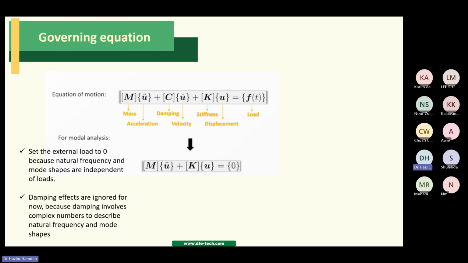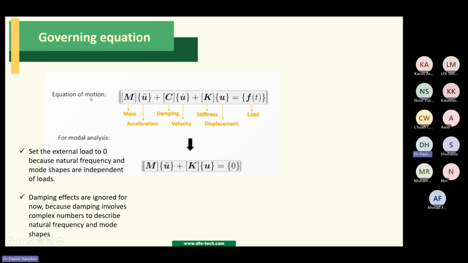Next is the governing equation for modal analysis. Basically, the model equation comes from the equation of motion. The equation of motion consists of this equation. For modal analysis, we set the external load to 0 because the natural frequency and mode shape are independent of load. Damping effects are ignored for now because damping involves a complex number to describe the natural frequency and mode shape.